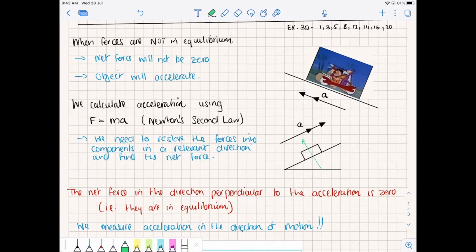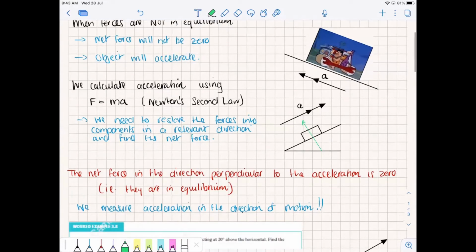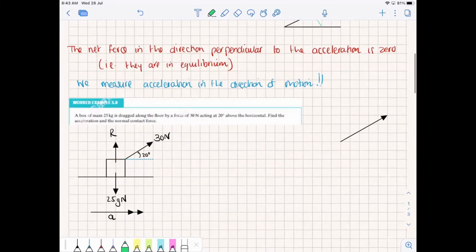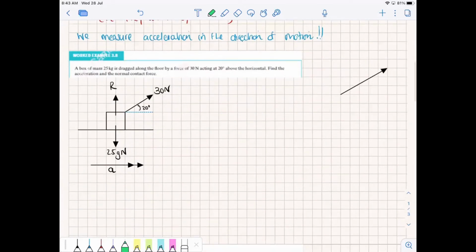So when we calculate acceleration, it only happens in one direction, and it only happens in the direction of motion, in other words, in the direction where the net force is going. Okay, let's just move on to some examples and see how this works.